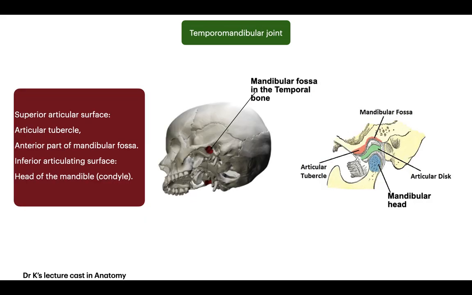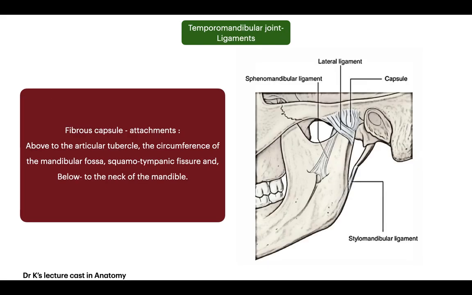I'll show you here in the previous picture. Can you see here? This is the mandibular fossa. The fibrous capsule covers entirely at this region and also till the neck of the mandible. This is the condylar process, that is the mandibular head, and here you can see the neck of the mandible. And can you see here there is a fissure, which is nothing but the squamotympanic fissure. So the fibrous capsule covers all these areas and is attached to the articular tubercle and circumference of the mandibular fossa, squamotympanic fissure, and below to the neck of the mandible.